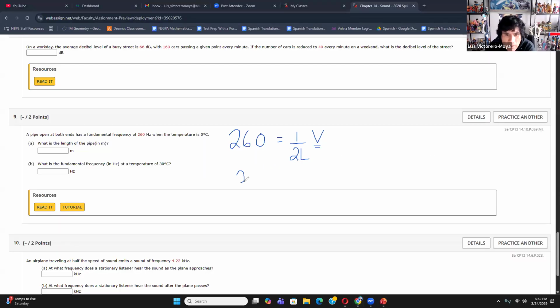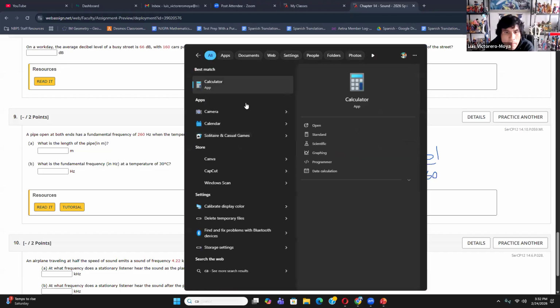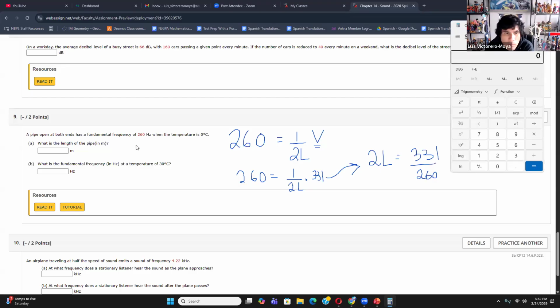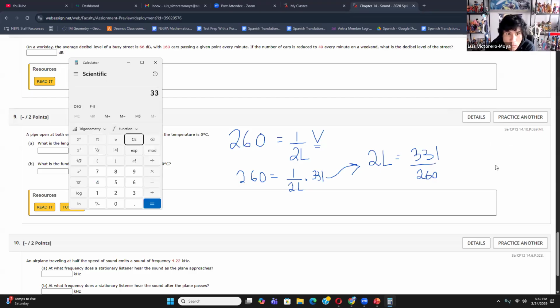So 260 is 1 over 2L times 331. So 2L is 331 over 260. So we use the calculator to find that. 0.64 meters. That was it.